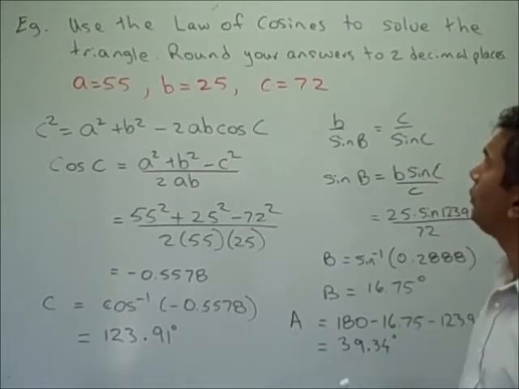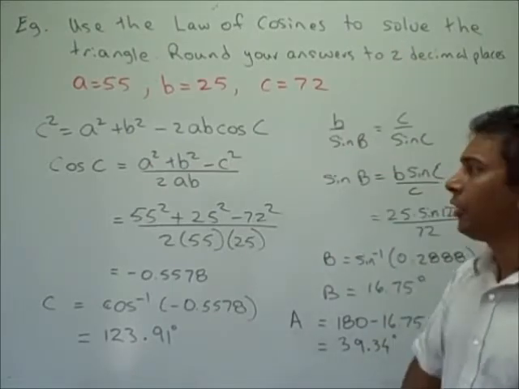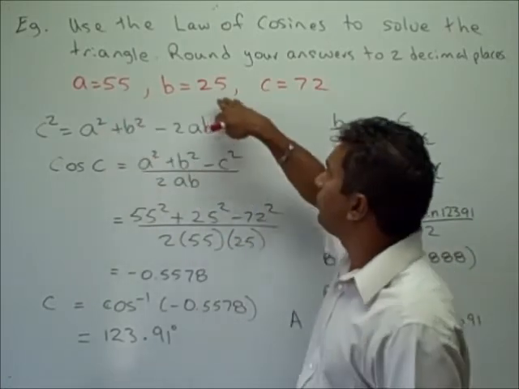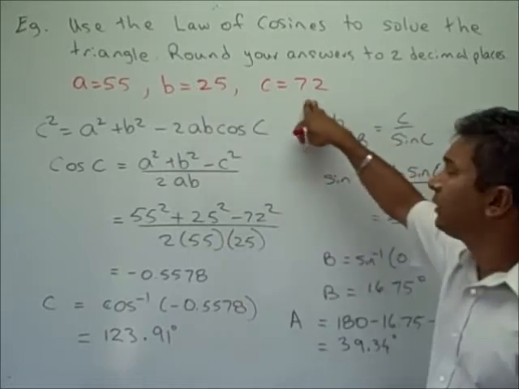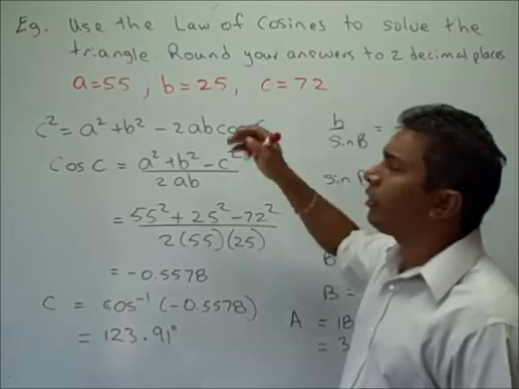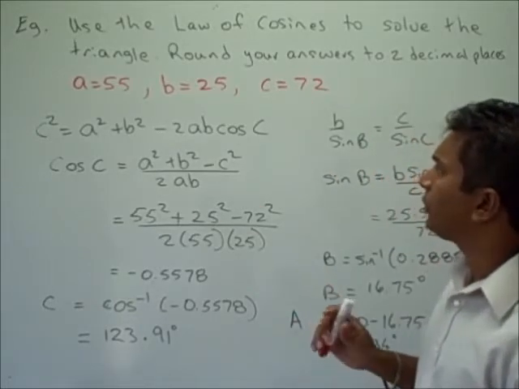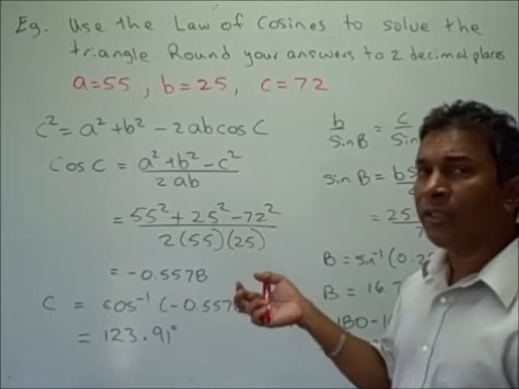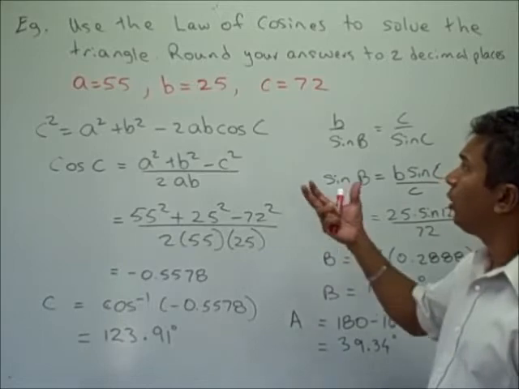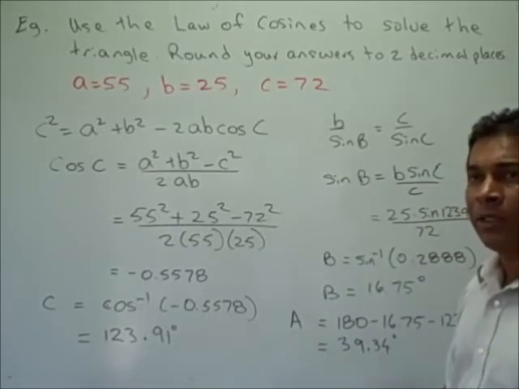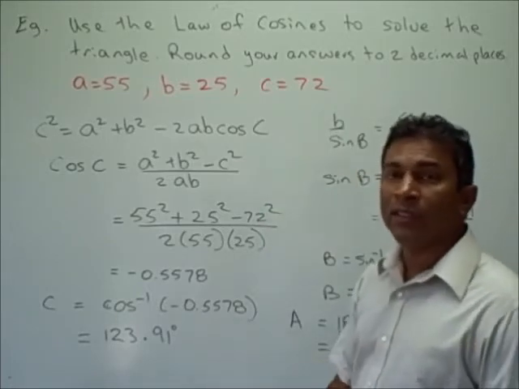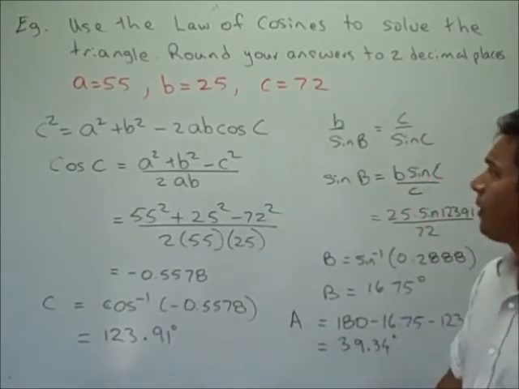Here's another example of using the law of cosines to solve a triangle. This time we're given the three sides. Side A is equal to 55, side B is equal to 25, and side C is equal to 72. Now from this we can find any of our three angles using the law of cosines. In general, it's best to solve for our largest angle. If our largest angle is obtuse, then we know our next two angles must be acute. Or if our largest angle is acute, then the next two angles must also be acute.